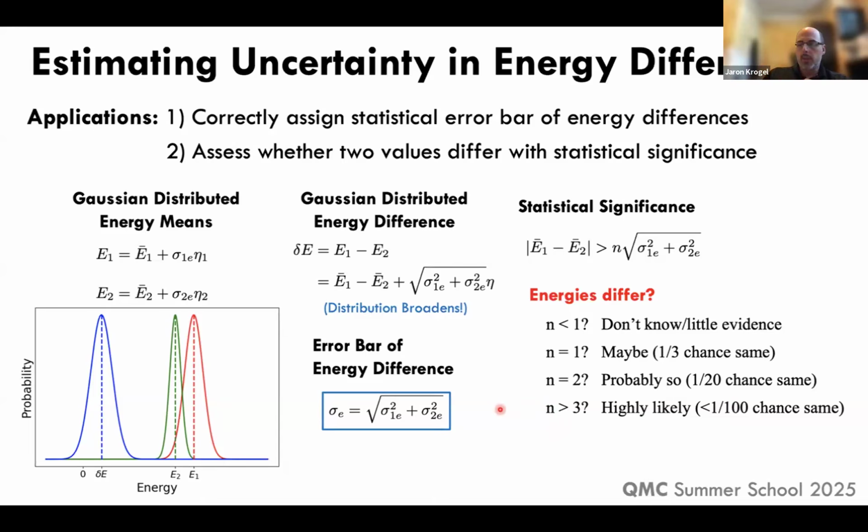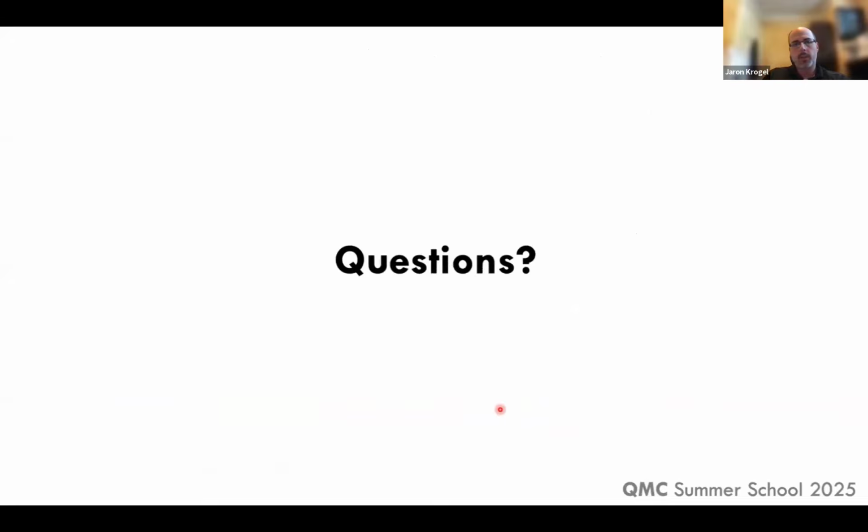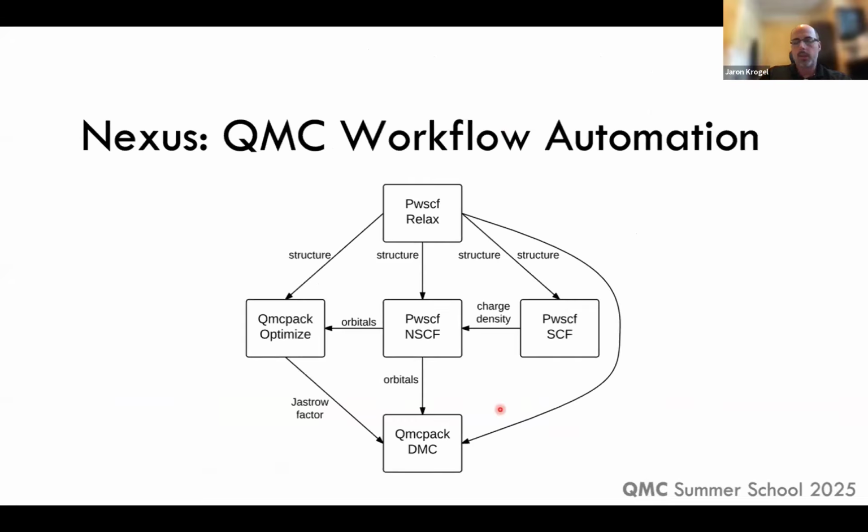Okay, so those are the statistical topics. I was going to stop for questions here, but in the interest of time, I think I'll leave them all to the end. And next, I'll be talking about the NEXUS workflow automation system, which is designed for quantum Monte Carlo workflows, one of which I show here.